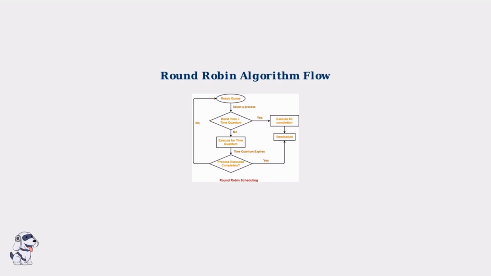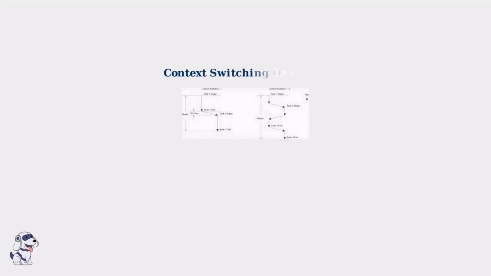One important consideration with round-robin scheduling is context switching overhead. Each time we switch from one task to another, the system must save the current task's state and load the next task's state. This process takes time and can impact overall system performance, especially with very small time quanta.